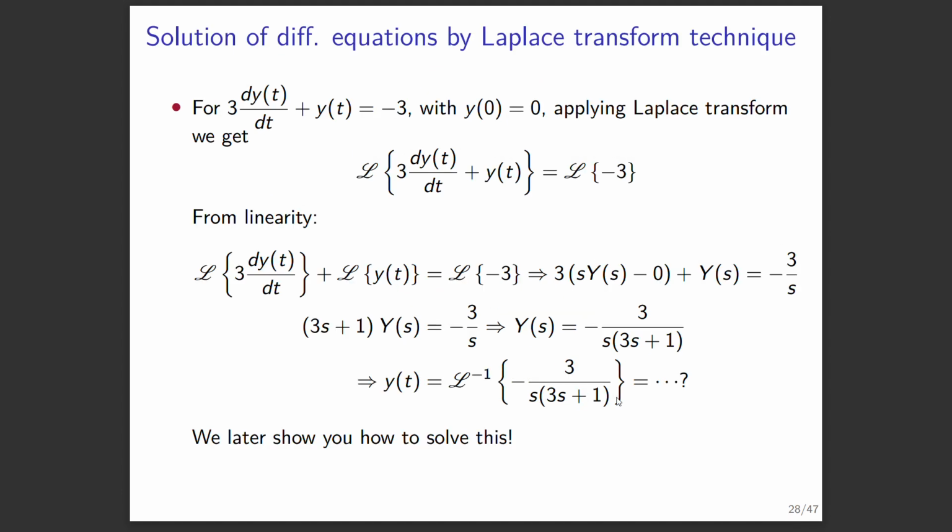All right, how about this differential equation? Again, I take the Laplace transformation of both sides, and I use linearity and follow the same steps, except now I get negative 3 divided by s times (3s plus 1). And I don't have this in the table. So how can I find y of t? I don't have any result in the table for this more complicated fraction. So that's what we are going to cover later, probably in the next topic.